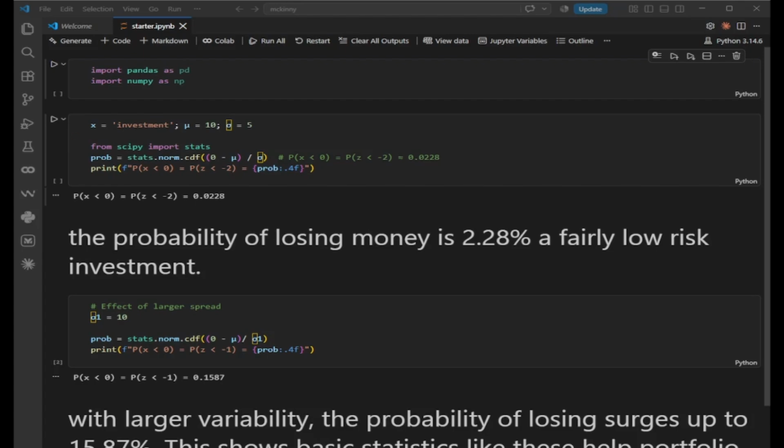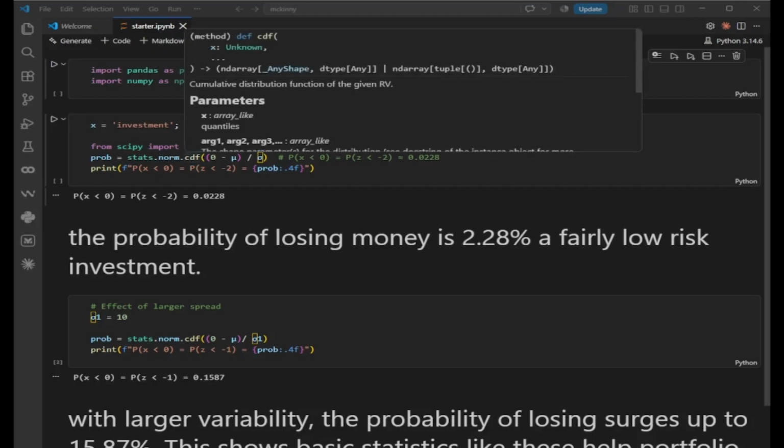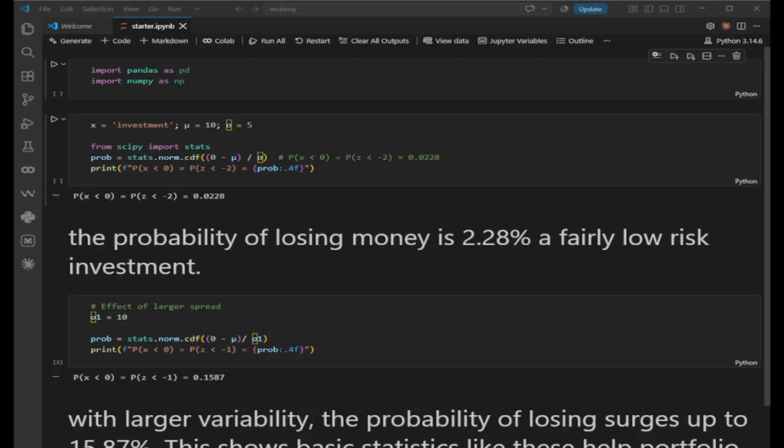Here again comes the Python language, its versatility. It has the SciPy library from which we import stats, and now we get the probability equals stats dot norm dot CDF. CDF is the cumulative distribution function, and the formula is the standardization formula: 0 minus mu over sigma. That is the formula, and you print that. x less than 0 means making losses.